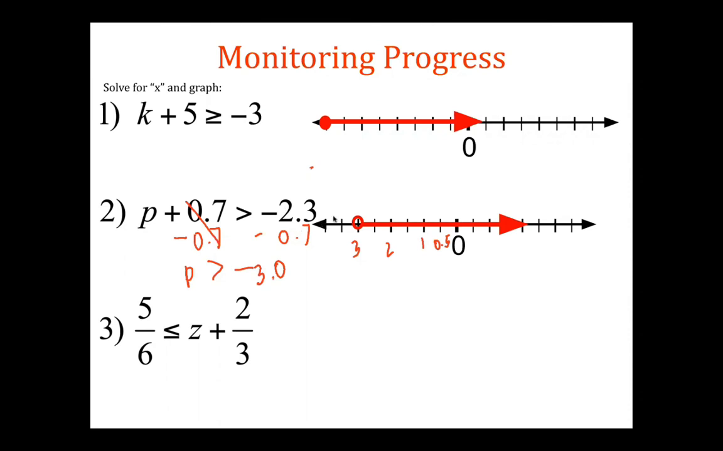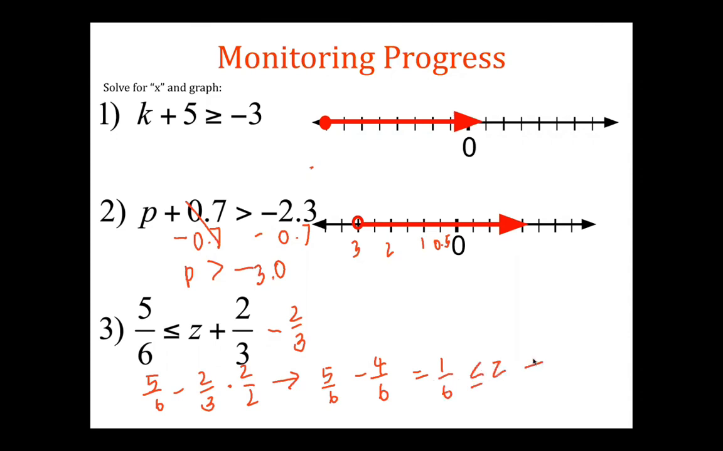Now we have 5/6 is less than or equal to z plus 2/3. To isolate z, subtract 2/3 from both sides. Now you have 5/6 minus 2/3. However, you need to find a common denominator. I'm going to use 6, so 3 times 2, and then 2 times 2, that would give you 5/6 minus 4/6. And that would give you 1/6 is less than or equal to z.